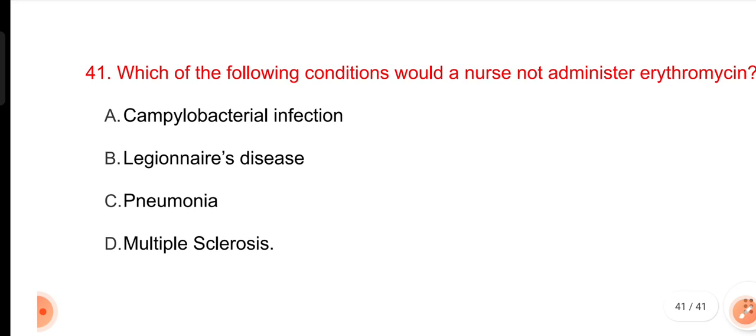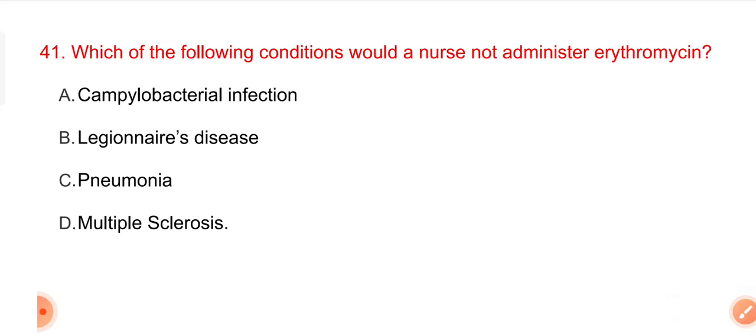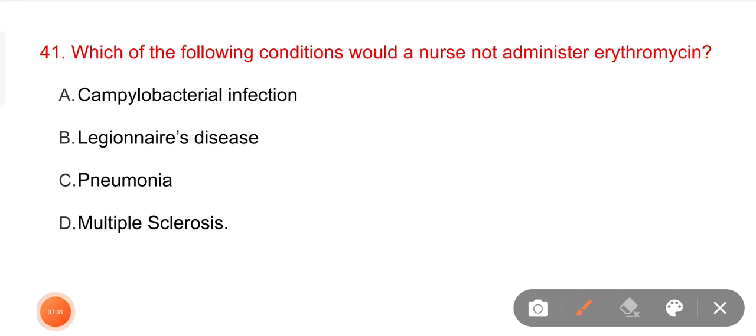The last question is, in which of the following conditions would a nurse not administer erythromycin? The options are: option A, campylobacter infection; option B, Legionnaires' disease; option C, pneumonia; option D, multiple sclerosis. The right option is option D, multiple sclerosis. In the case of multiple sclerosis, we should not administer the erythromycin drug.